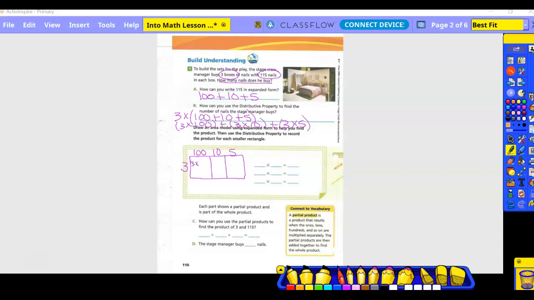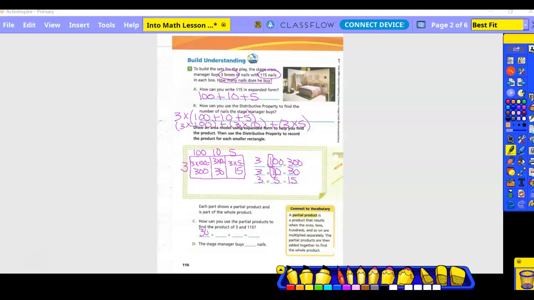This one is 3 times 100, which equals 300 because I put 3 in a box. Then this one would be 3 times 10. Put 1 in a box, that equals 30. And then we have 3 times 5, which equals 15. So we got what each of the boxes are, but then we have to add all those together.